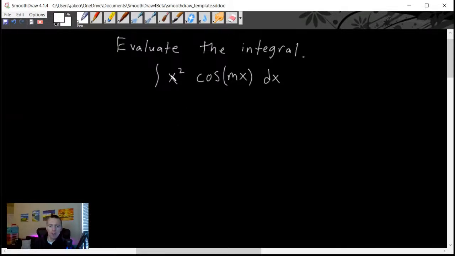So again, same kind of process like we did in the last example. The first step of any integration by parts problem is to figure out what you want to make u and what you want to make dv. So this is really not too different from the last example we did.